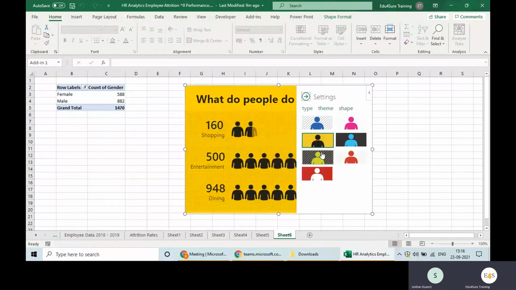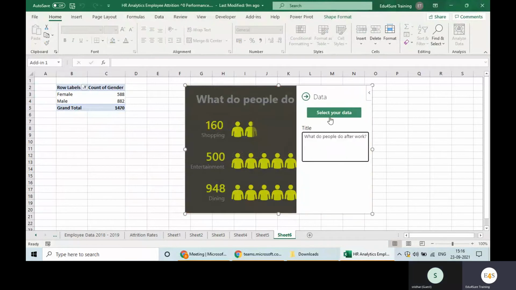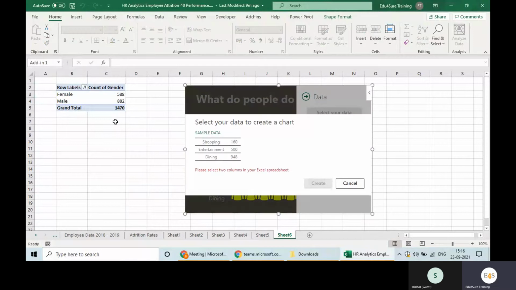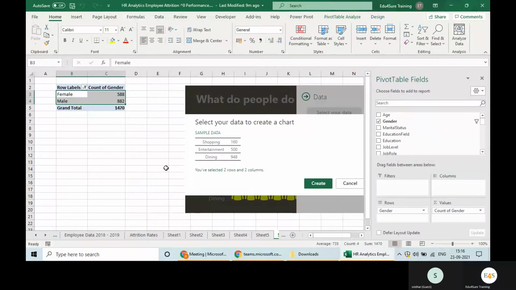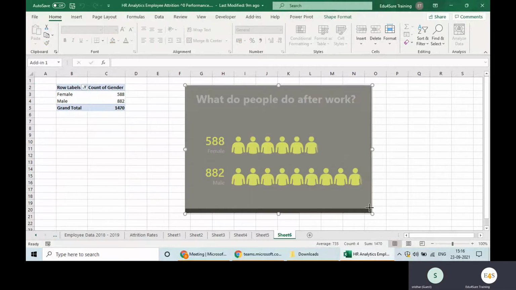Can you see the theme and all? Yes. Correct. In the select data, when you click, it will ask you to select the data. So I clicked on select data and I'm just taking this male female. It says you have selected 2 rows and 2 columns, and I'm saying create. So now it is giving me this male female ratio like this.